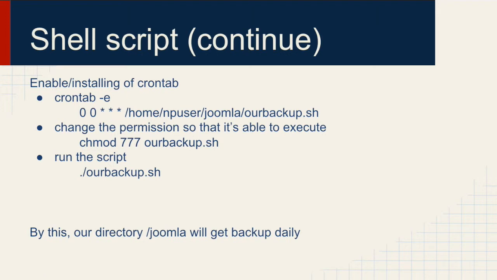Okay, so to be able to execute all of that, we have to enable crontab, by typing crontab -e, and we edit the file to 0 0 * * * /home/mp-user/Joomla and the file of our backup shell script code. 0 0 means it will run the backup at minute 0, hour 0, every day, every month, and every year. After that, we have to change the permission so that it's able to execute. So we chmod 777 our backup file, and we run the script ./backup.sh. So by all of this, our Joomla directory will be backed up daily.